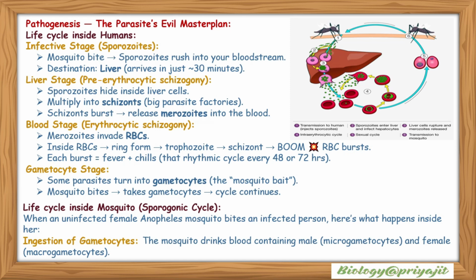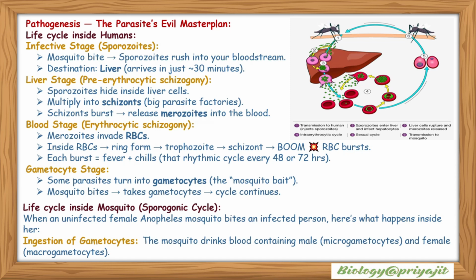And the blood stage, this is erythrocytic schizogony. Merozoites invade RBCs. Inside the RBCs, the ring form becomes a trophozoite, then a schizont, then boom, the RBC bursts. Each burst causes the fever and chills. That rhythmic cycle occurs every 48 to 72 hours. Gametocytic stage: some parasites turn into gametocytes, the mosquito bait. When the mosquito bites and takes up gametocytes, the cycle continues.